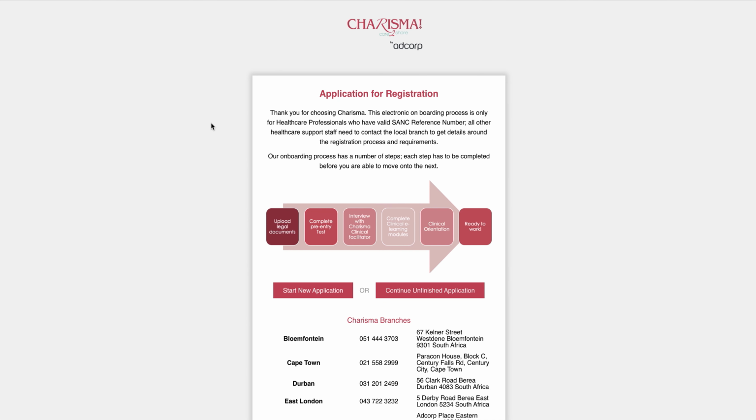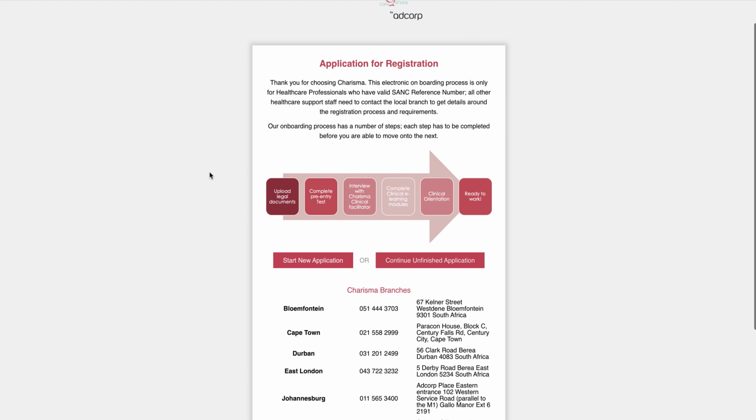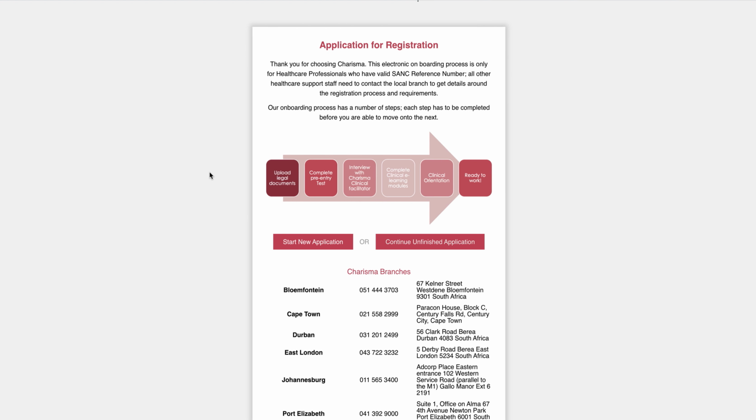Hi, this video shows the entire process for the application for registration system for assignees that are not permanently employed. It will show the steps the assignee, the branch recruitment administrators, and the clinical facilitators will take during an entire application. If the assignee opens a new application, they will see this introduction screen. When they click on Start New Application, they start the application process.